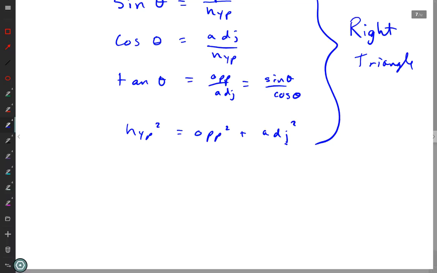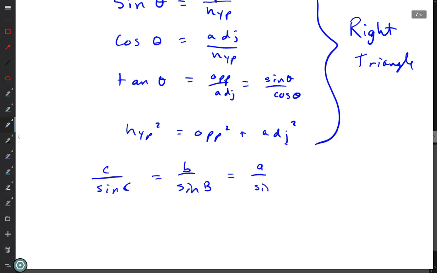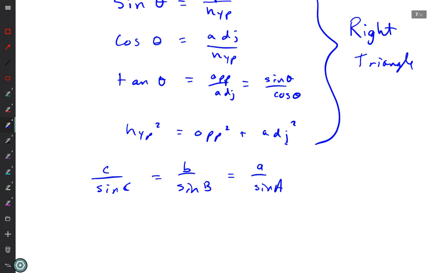So you have things like C over sine C equals B over sine B equals A over sine A. Anybody seen that? That's the law of sines, and that works for any triangle.